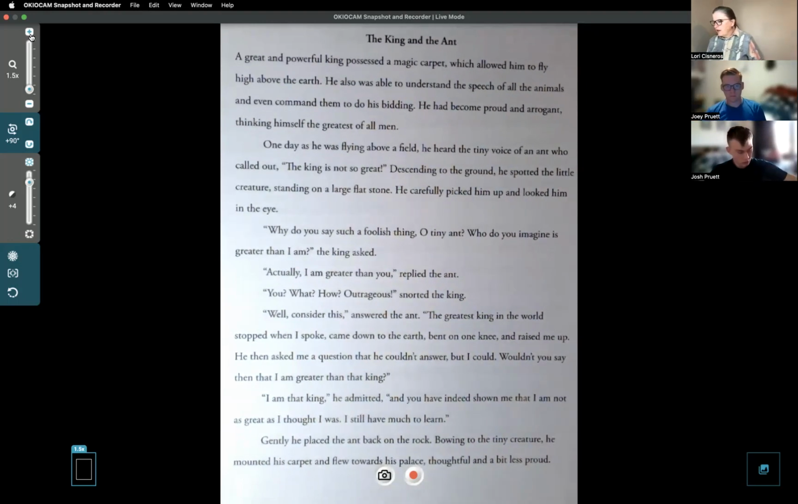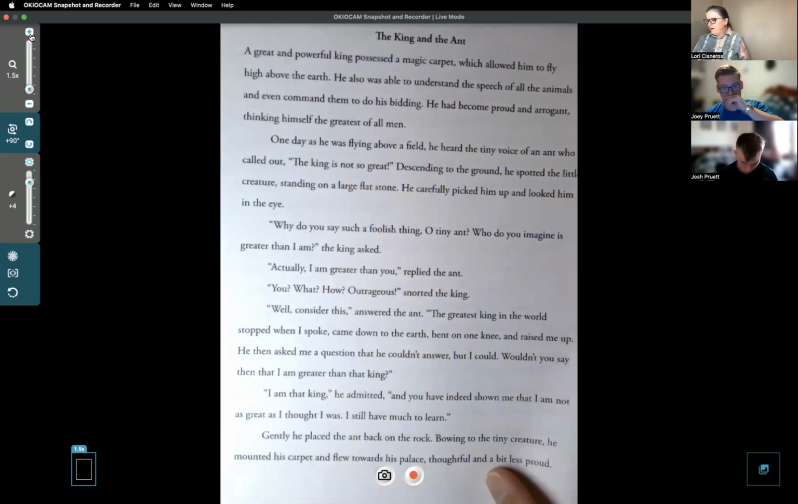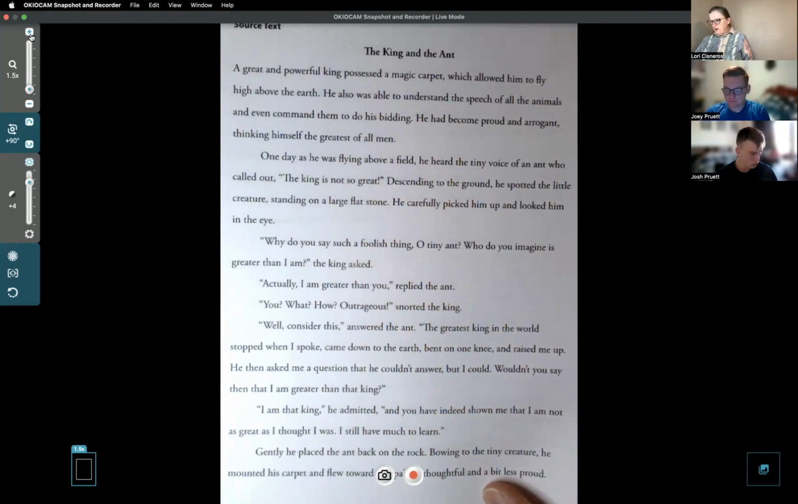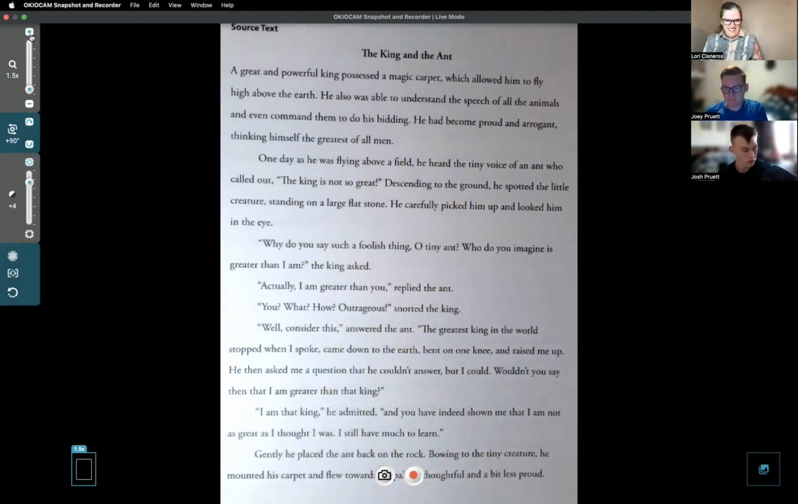A great powerful king possessed a magic carpet, which allowed him to fly high above the earth. True story. Just kidding. Okay, anyway, he also was able to understand the speech of all the animals and even command them to do his bidding. So you can think of Dr. Dolittle, I guess. Oh, jeez.